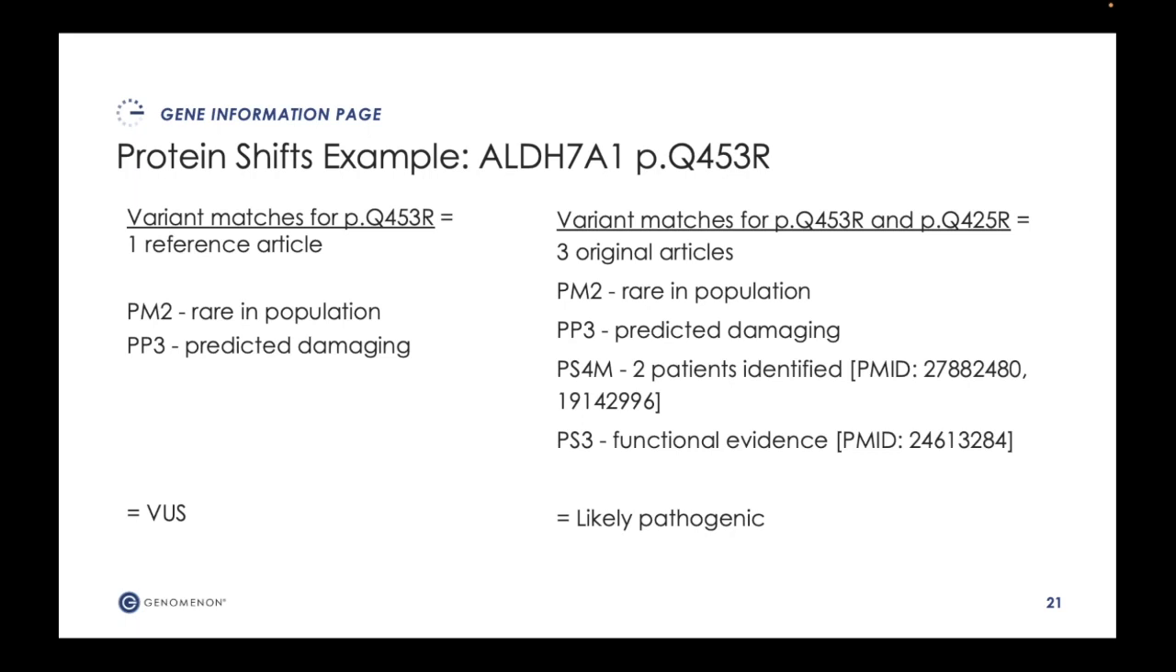After double checking that this nomenclature is representing the same variant, I get a likely pathogenic classification due to 2 patients being identified in 2 articles, as well as functional evidence in the 3rd article. And this is significantly different than the previous result.